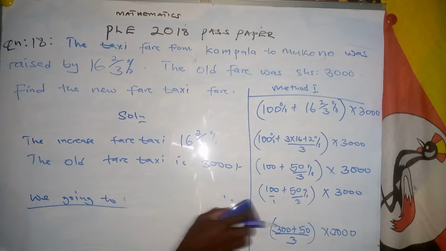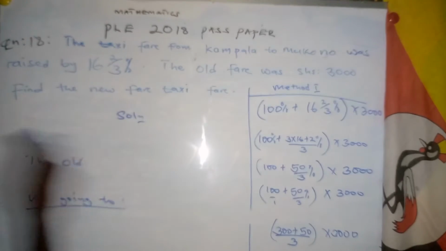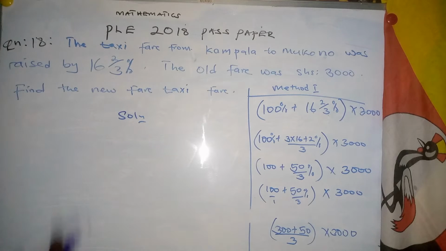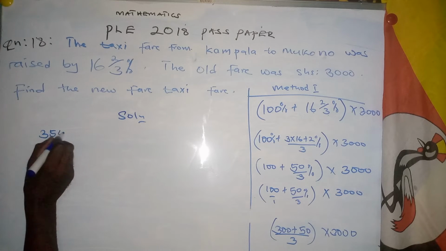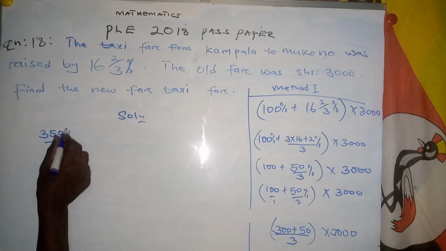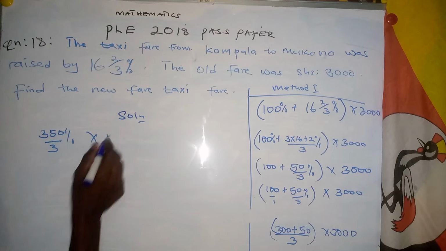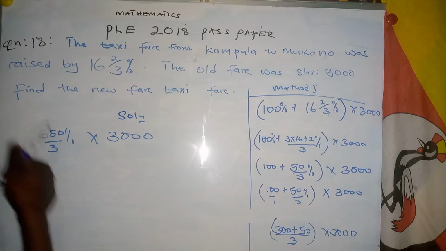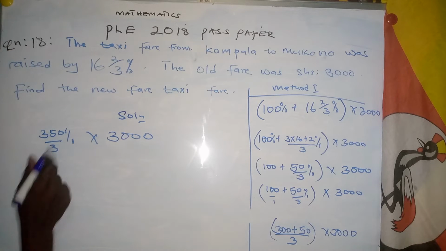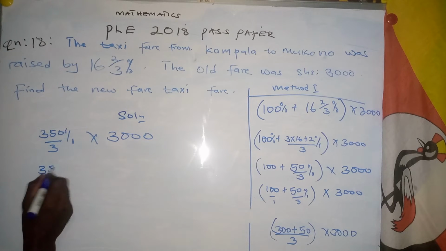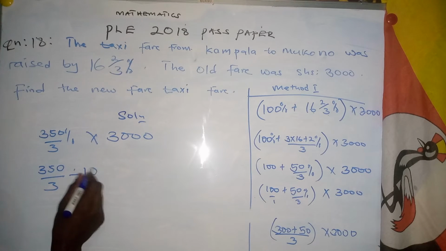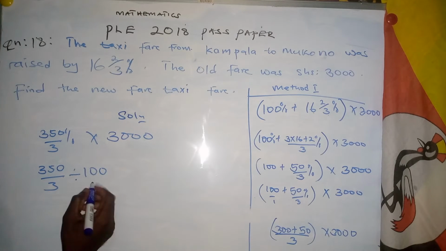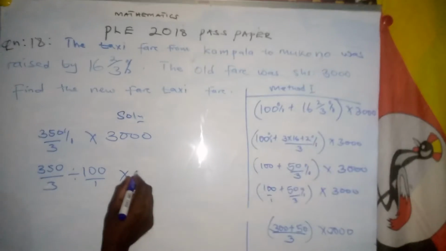So let's wrap up this for more space. Come this side and we say here 300 plus 50 divided by 3. That is 350 out of 3 percentage times 1 times 3,000. Remember this is percentage, so you have to divide also by 100. 350 out of 3 divided by 100. Let us make also fraction. You can put here out of 1 times 3,000.